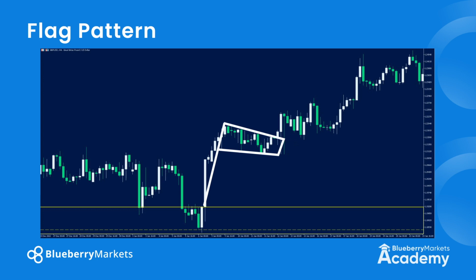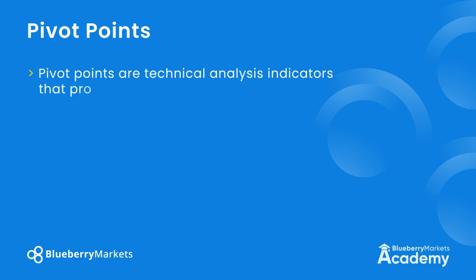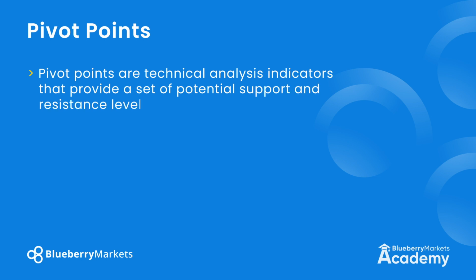That's why it's called the flag pattern. Typically, price will break out in the direction that it came into the flag from, and you can see price extends to the upside here. So now that we're familiar with these patterns, we can go and have a look at our next topic, which is pivot points. So pivot points are technical analysis indicators that provide a set of potential support and resistance levels.